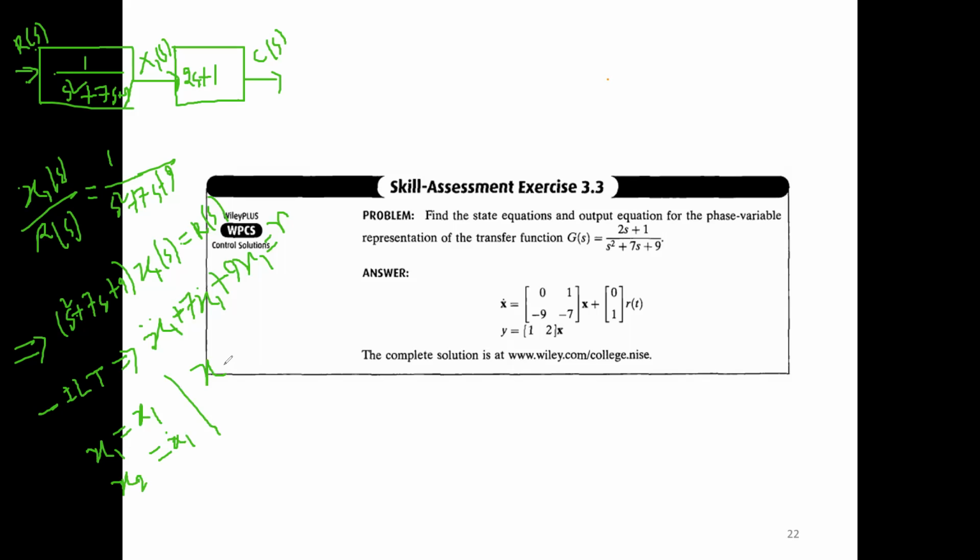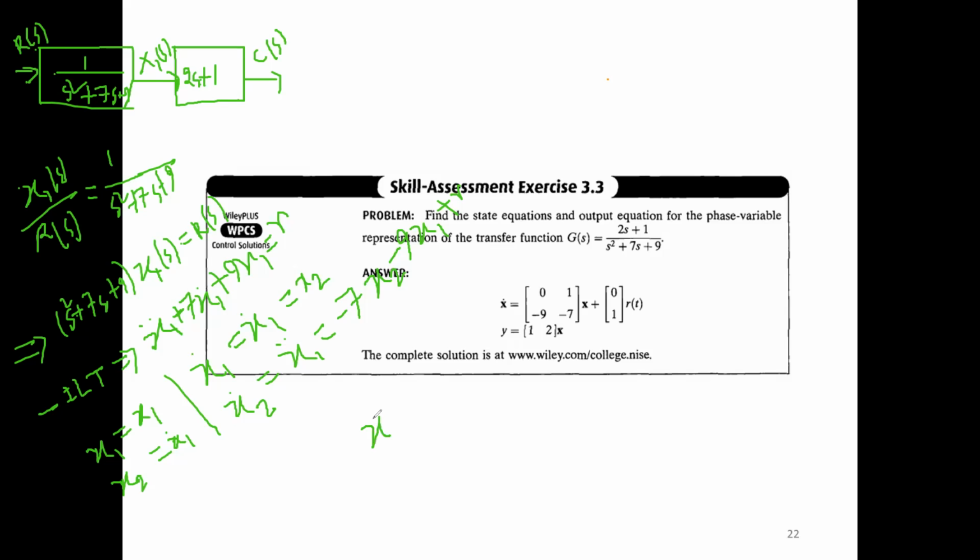Now take the differentiation: x1 dot is equal to x2, and x2 dot means x1 double dot, which is equal to minus 7x2 minus 9x1 plus r. See, x1 dot is x2, and x2 dot is minus 7x2 minus 9x1 plus r. Now from this one, what can we write?